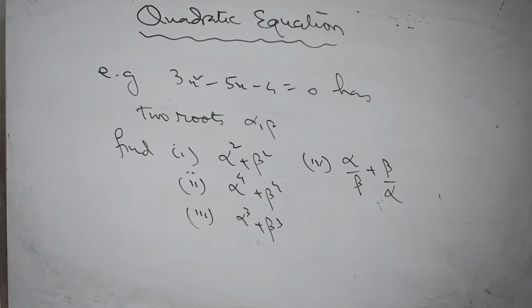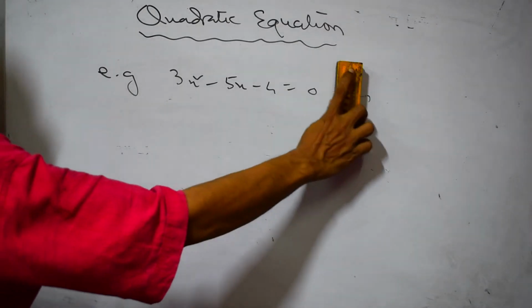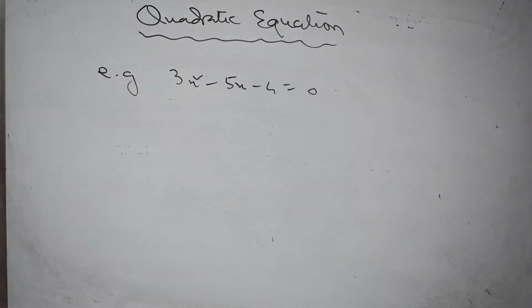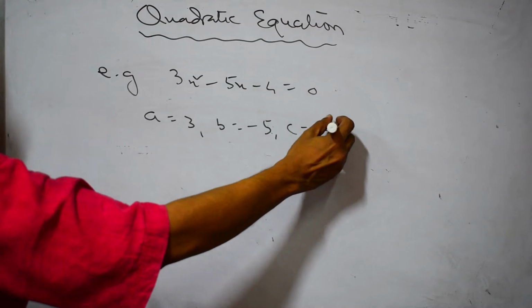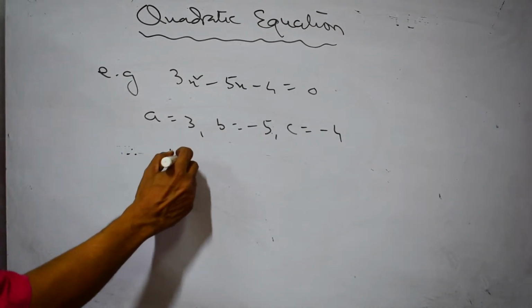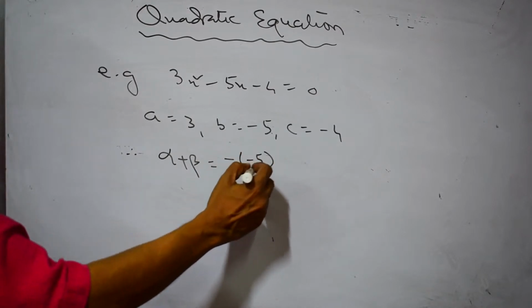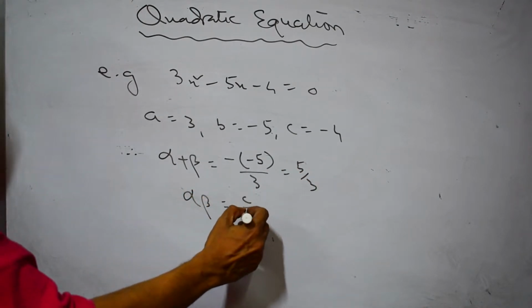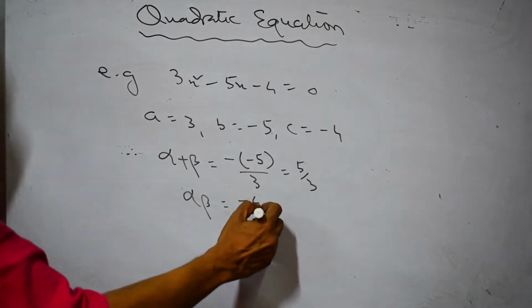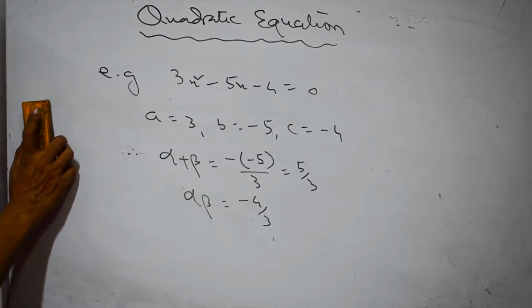How to solve these 4, we will now try to find out. First thing, this is the equation. What is a? From this equation, a is 3. What is b? That is minus 5. And what is c? Minus 4. So alpha plus beta, the sum of the roots, is minus b by a, that is minus of minus 5 by 3. So your answer is 5 by 3. Alpha into beta is c by a, that is minus 4 by 3. So we have alpha into beta and alpha plus beta. Now we have to solve 4 questions.